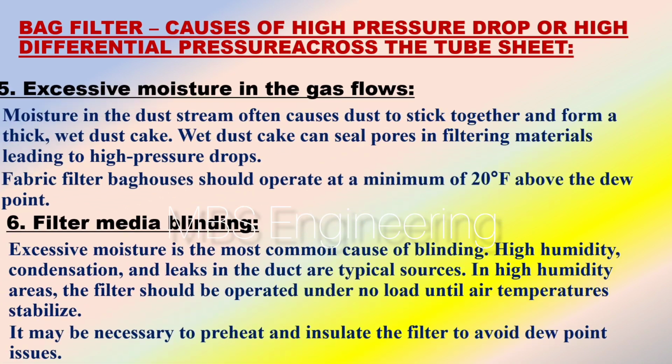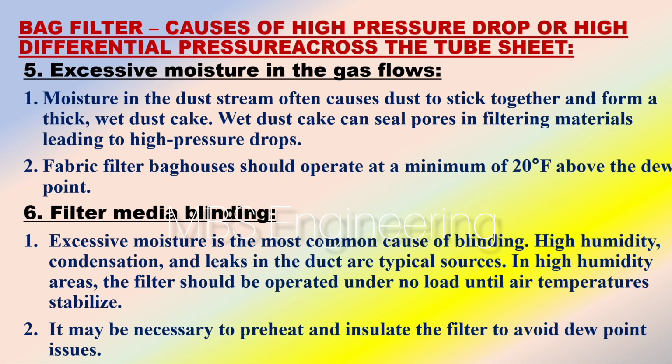One of the main causes of high differential pressure is the excessive moisture in the gas flows in the bag filter system. Point number 1. Moisture in the dust stream often causes dust to stick together and form a thick, wet dust cake. Wet dust cake can seal pores in filtering materials, leading to high pressure drops. Point number 2. Fabric filter baghouses should operate at a minimum of 20 degrees Fahrenheit above the dew point.